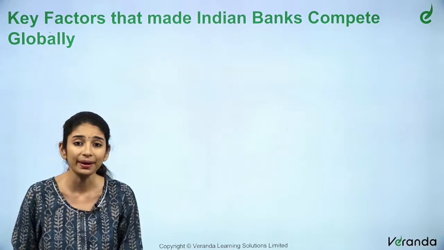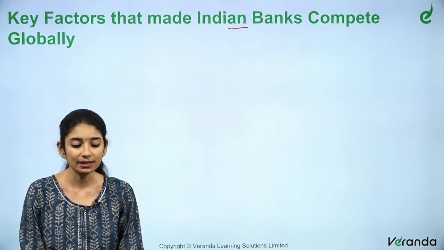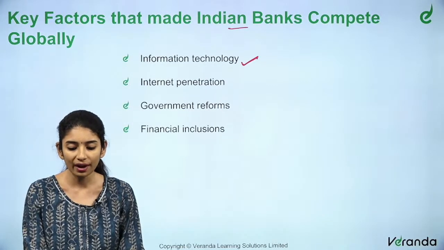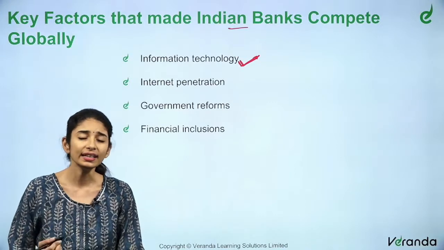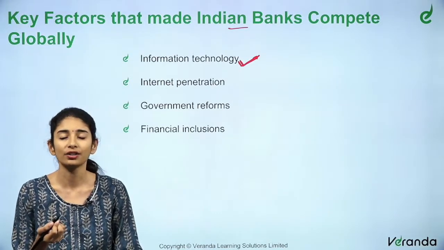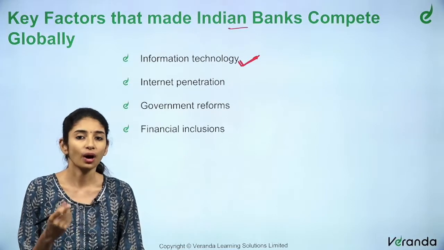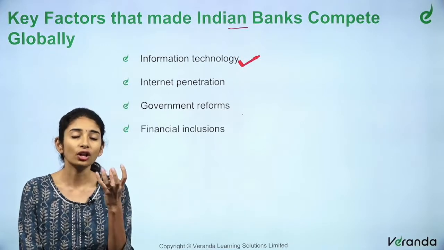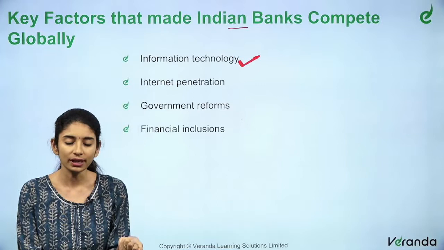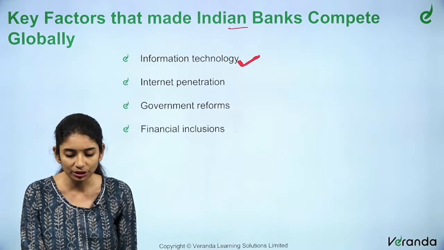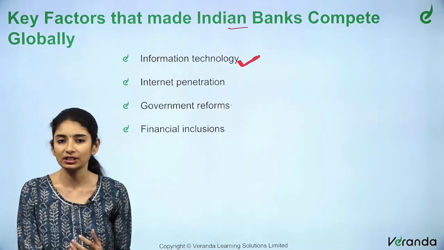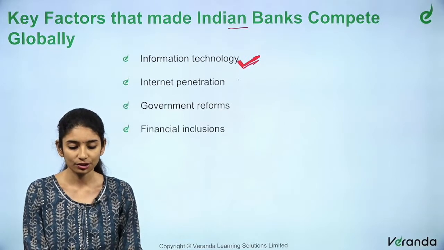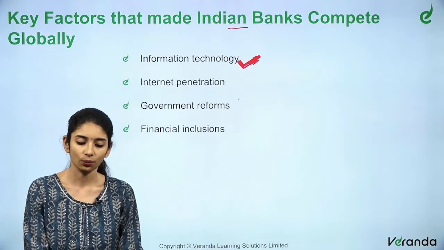So, the key factors that made Indian banks compete globally. What are the key factors that made Indian banks compete globally? First, we have information technology, IT. We've also seen in chapter number 3 and chapter number 2 how new IT is coming in, new technologies are coming in, and this technology is seeping in through mobile phones and is accessible to everyone. Because the information technology is so robust, 4G, 5G and constantly updated, it is imperative that we know the banking transactions, and this is one of the factors why Indian banks are going global.